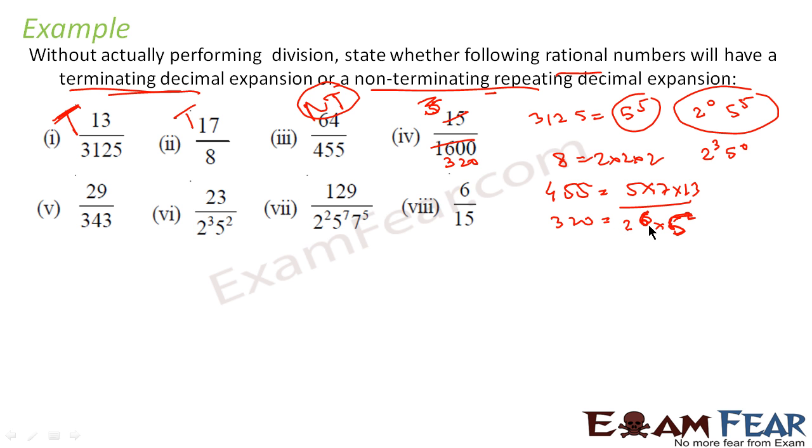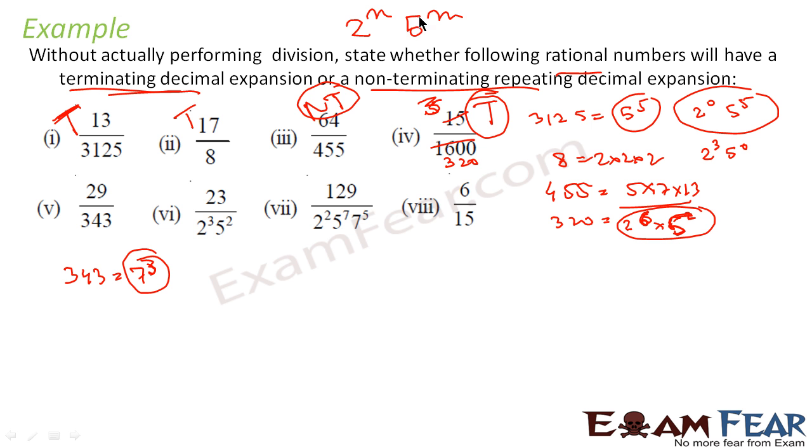So this you can see can be written in the form of 2 to the power n, 5 to the power m. So we can say that this is also terminating. We'll take the example 29 by 343. Here also there is no common factor between 29 and 343, so they are co-primes. 343 I can write as nothing but 7 cube. And 7 cube is not of the form 2 to the power n, 5 to the power m. Since this is not of this form, we can say that this number is also non-terminating.